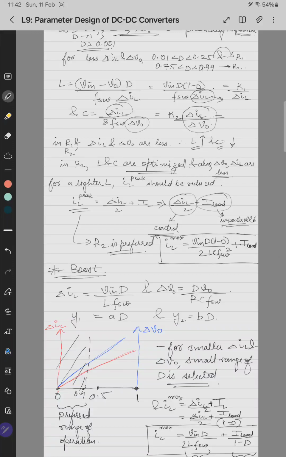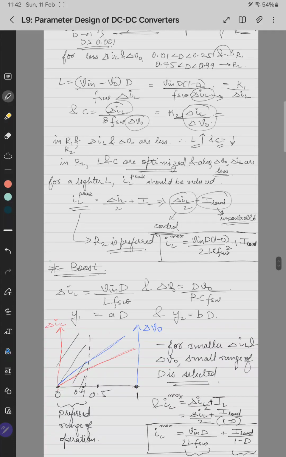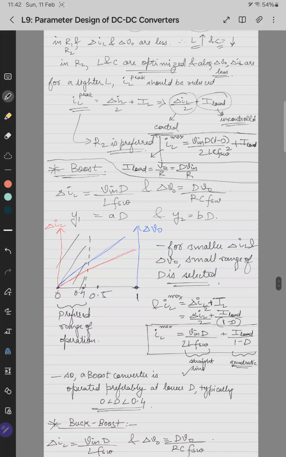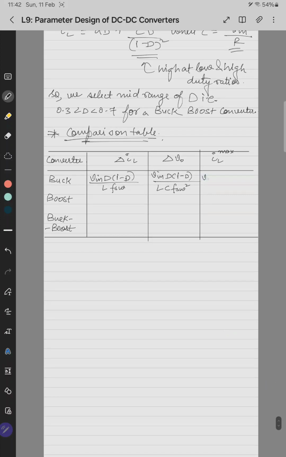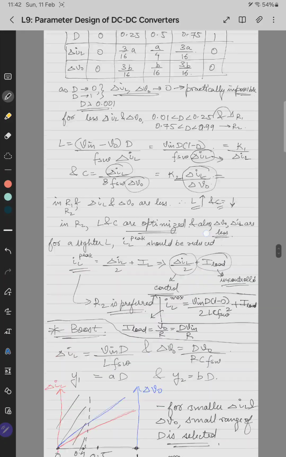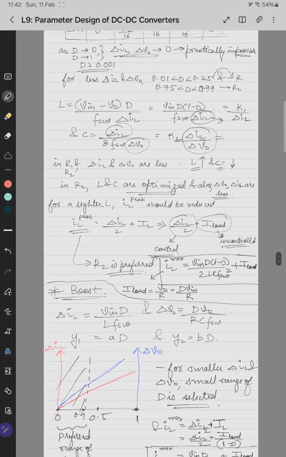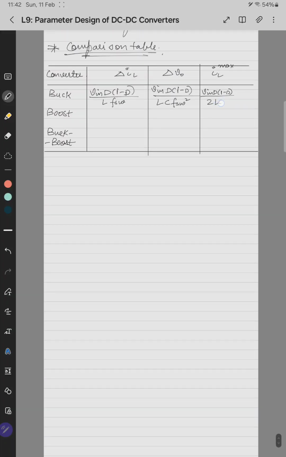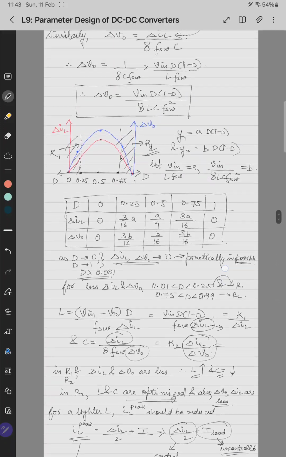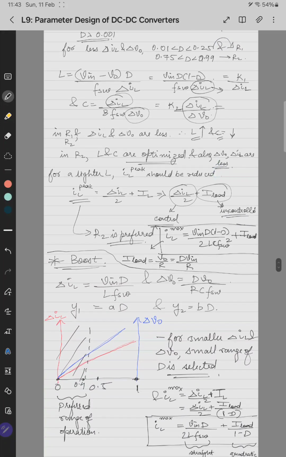We'll substitute I load in terms of V naught by R, which is D into V in by R. Simple. So V in into D into 1 minus D by 2 LC F square plus D V in by R.